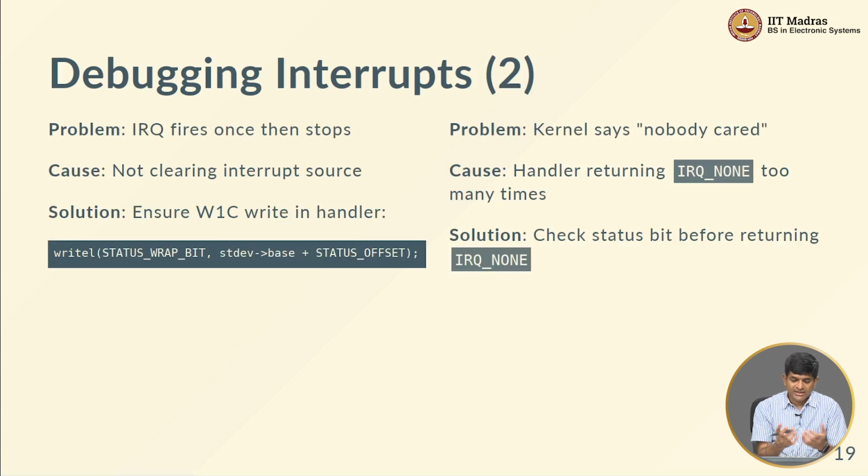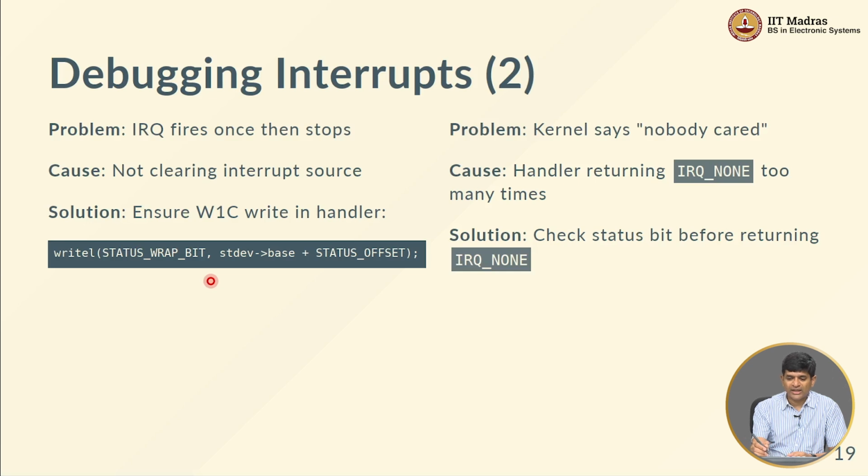Now just continuing on the same topic, right, you might also find that sometimes the IRQ just fires once and then stops, it never counts again. That's interesting. The most common reason for something like that would be that you are not clearing the interrupt as required, right, and you need to make sure that you have some appropriate part in your interrupt handler that is actually doing the W1C in order to clear the status bit.